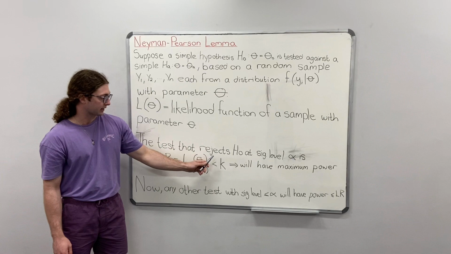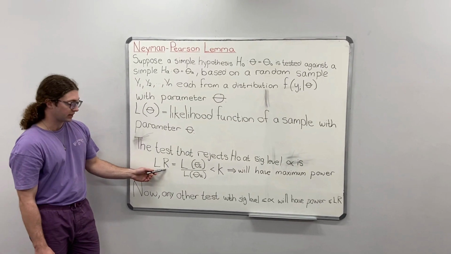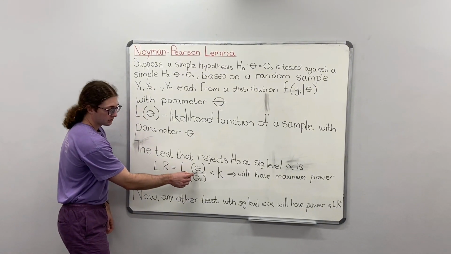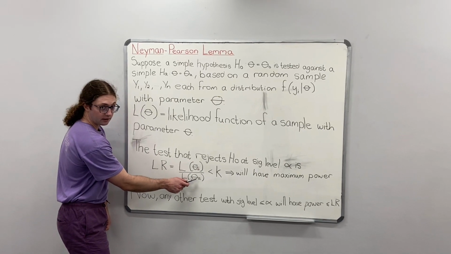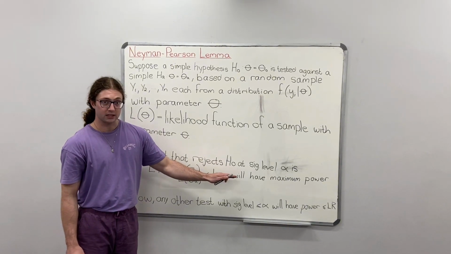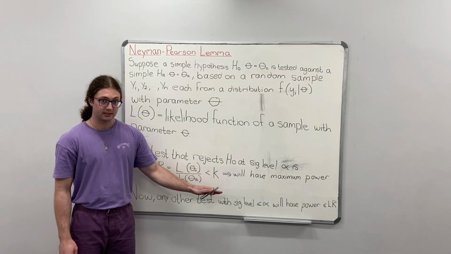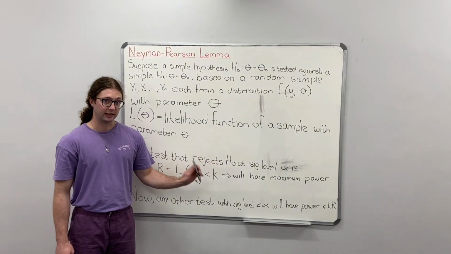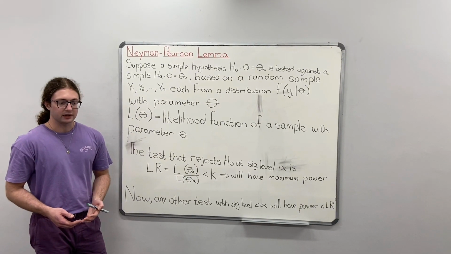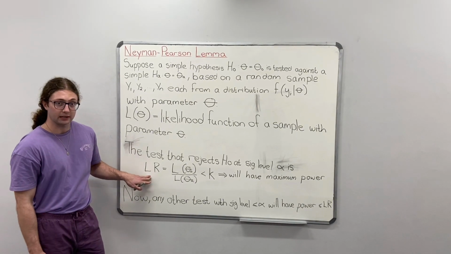The test that rejects H0 at significance level alpha is the likelihood ratio test, which is equal to the likelihood of theta naught over the likelihood of theta A, less than K, where K is the value that will give you the maximum power. Now, any other test with significance level less than alpha will have a power less than the likelihood ratio. So any p-value test, any moment generating function, they will all give you a power less than the Neyman Pearson likelihood ratio test.